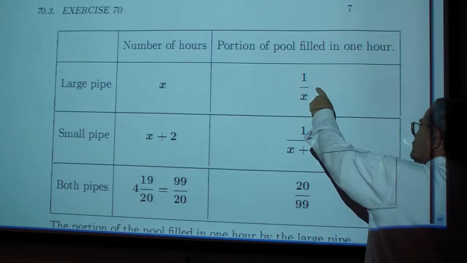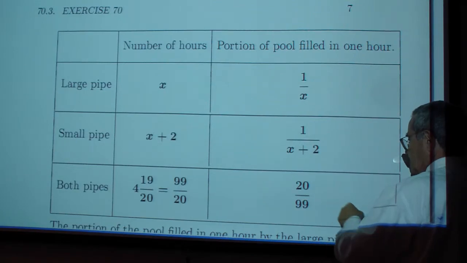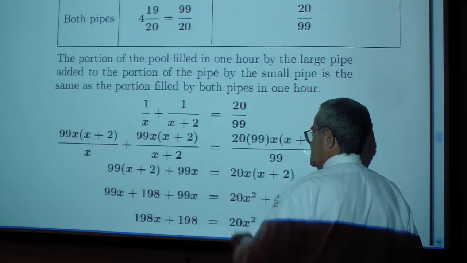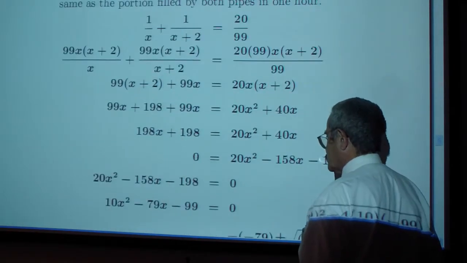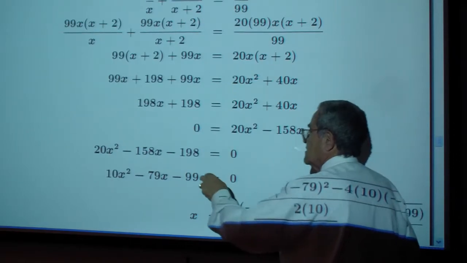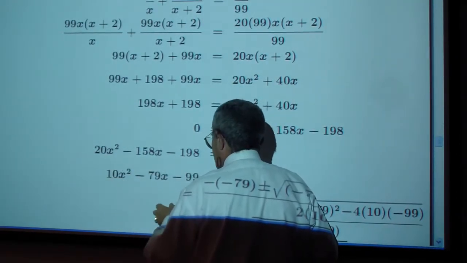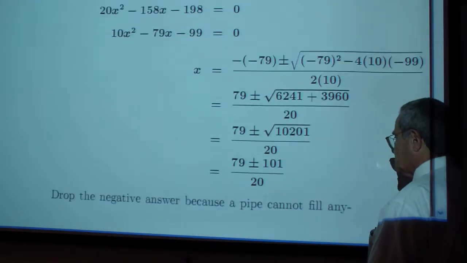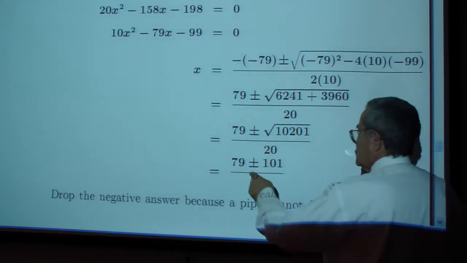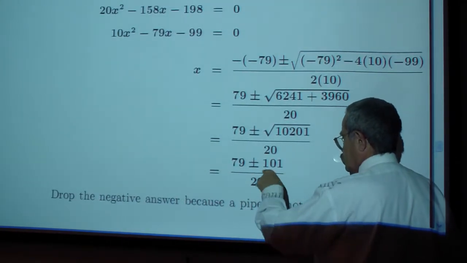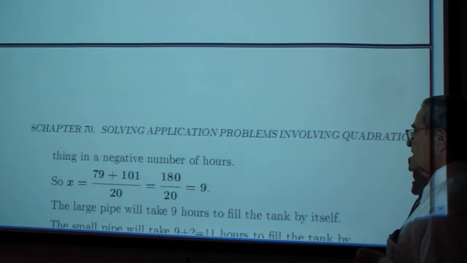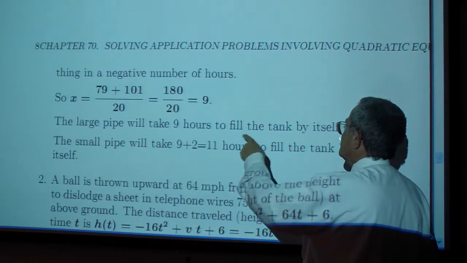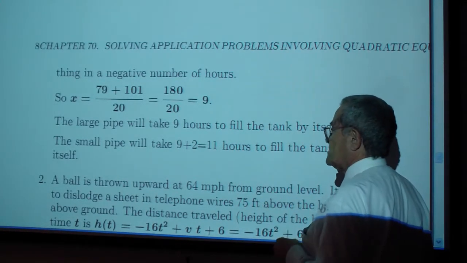The portion done by one pipe plus the portion done by the other pipe is the portion they do together. Therefore, this equation: multiply by the least common denominator, distribute, collect like terms, you get a quadratic. Factor out the 2, divide by 2, you have smaller numbers here. Use the quadratic formula, you're supposed to come out with 79 plus 1 over 20. Forget about the minus. And that is supposed to be 9 hours. So the large pipe takes 9 hours to fill the tank, and the small pipe 11 hours.